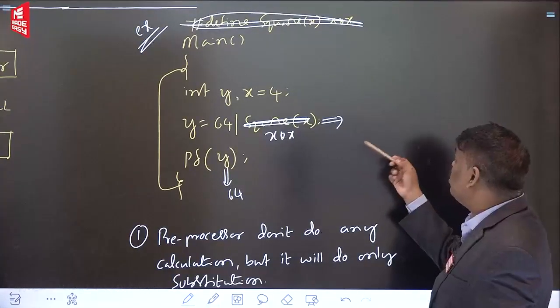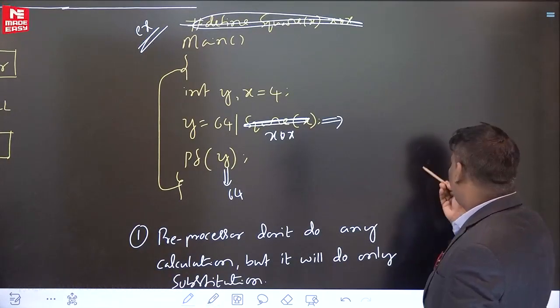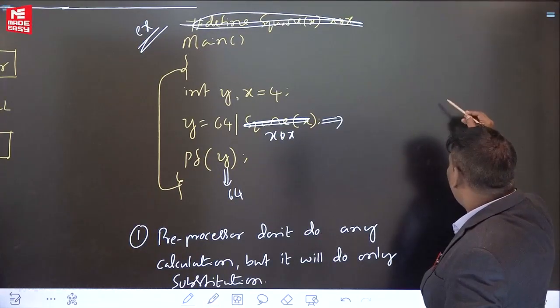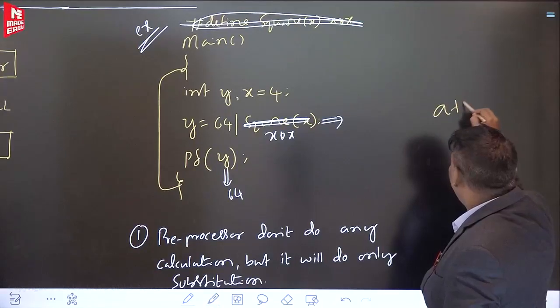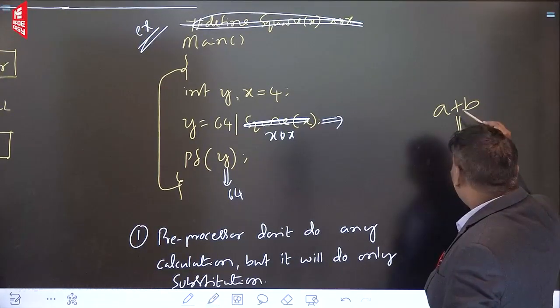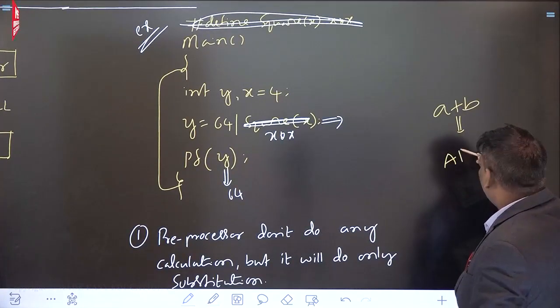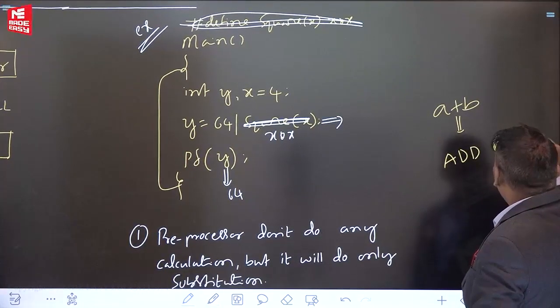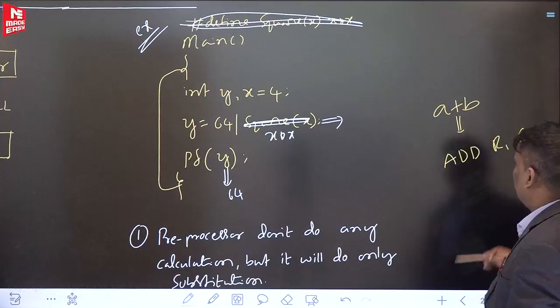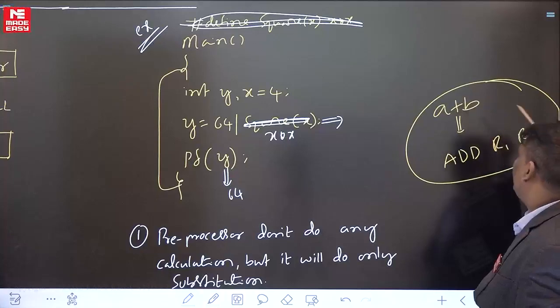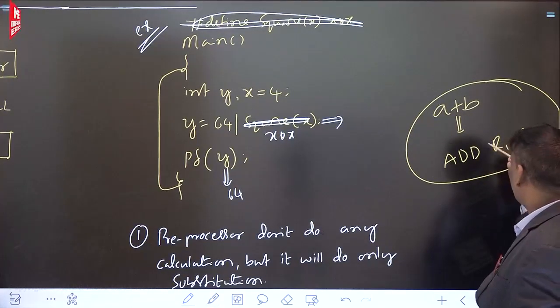Some people are asking, sir, can you give one example for high level and low level? Let me give one example. In high-level language, if you want to add two numbers, you may write a plus b. But in low-level language, if you want to add a and b, it may be like this: Add R1, R2, something like that. User convenient language is high-level language. Machine convenient language is low-level language.